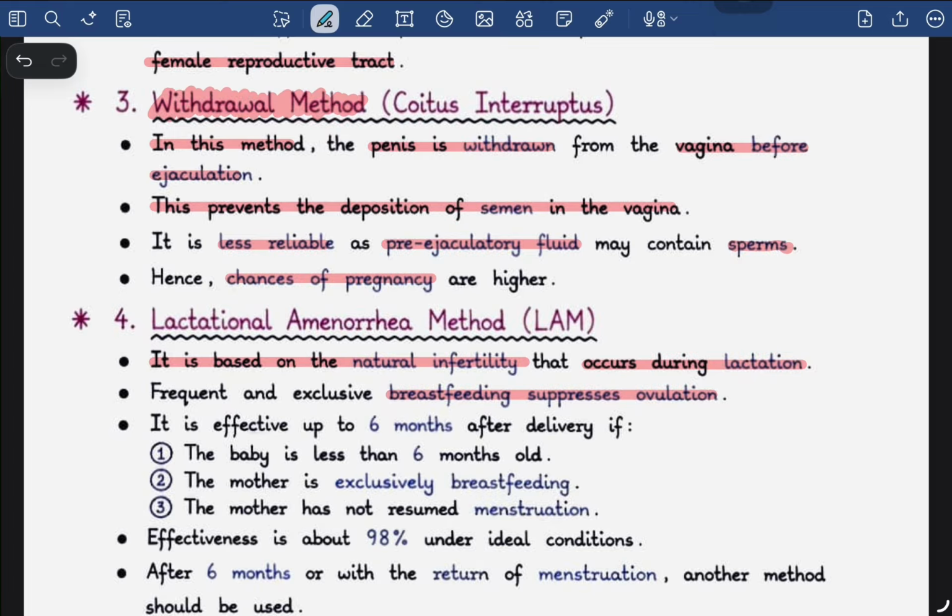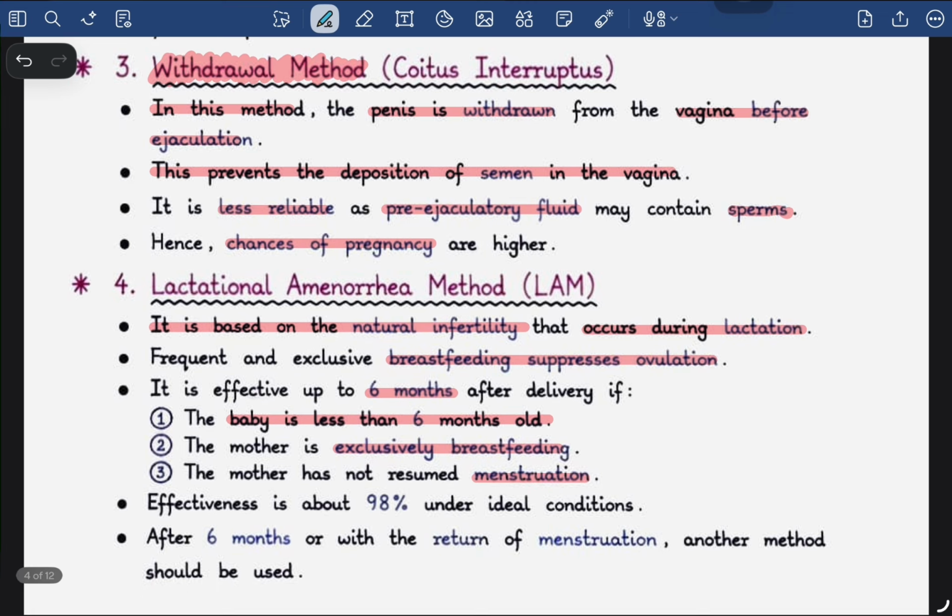Okay, but this is effective only for 6 months after delivery. If the baby is less than 6 months old, mother is exclusively breastfeeding, and the mother has not started menstruation once again, its effectiveness is highest, that is 98% under ideal conditions. After 6 months or with the return of menstruation, another method should be used. So this is only applicable for the 6 months after delivery, but in case of some females, the menstruation starts before 6 months, and in that case lactational amenorrhea method will not work. Then we have to use other contraceptive methods.